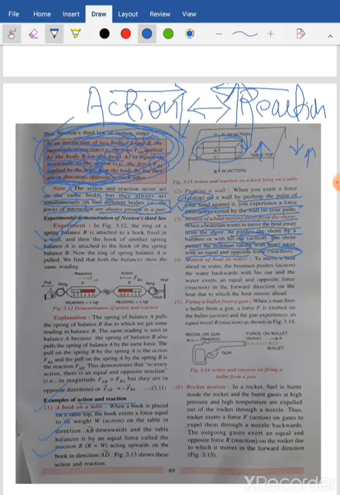So that is his action, and the river bank pushes the boat. That is the reaction. All right. Number four example is motion of a boat in water. It's exactly the same as in number three.